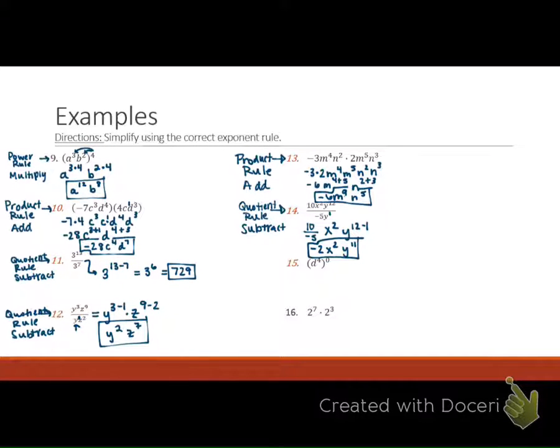Al, what rule is number 15? It's not product rule. It's not power either. Look at what's on the outside. 0. There you go. And what do we know about anything to the 0 power? Anything to the 0 power is 1.